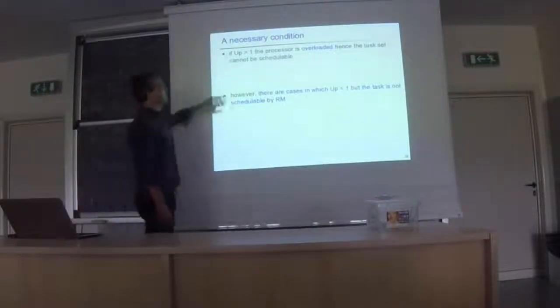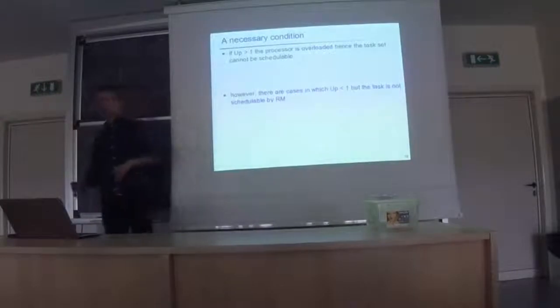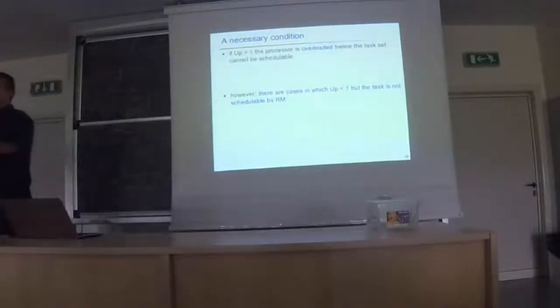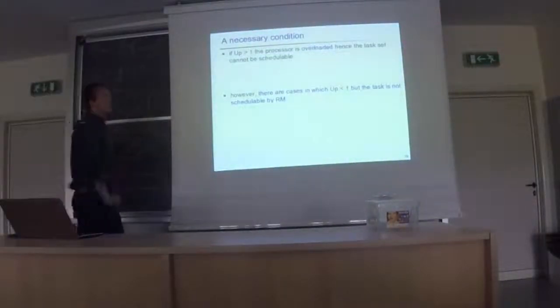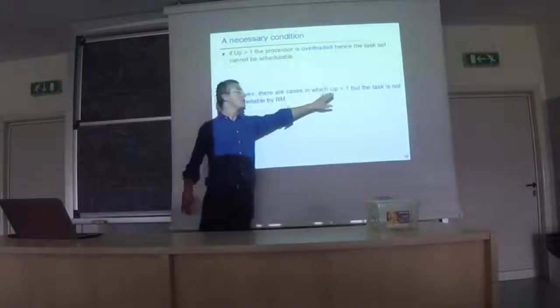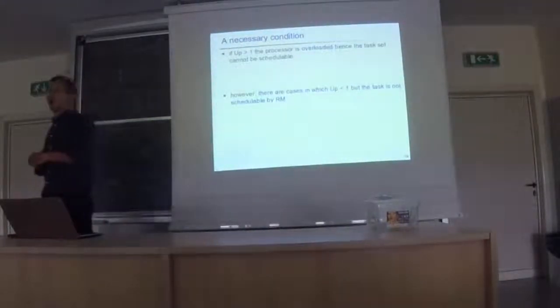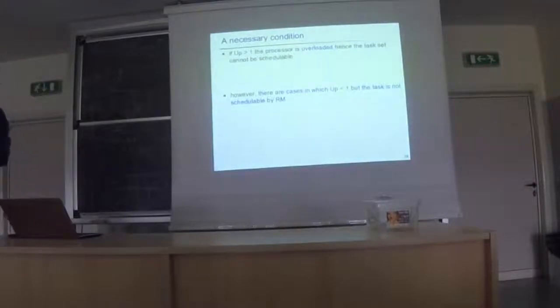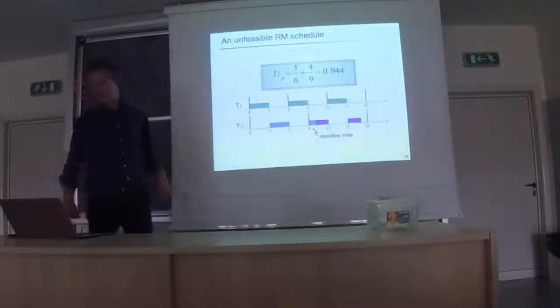As I told you, we cannot allow the utilization to be greater than 1. That would mean that the system is overloaded and at least some of the tasks will miss their deadline. But still there are cases in which the utilization is smaller than 1 and still the task set is not schedulable with my scheduling algorithm. For instance, with rate monotonic, there are cases in which with 0.7 I can have a deadline miss.